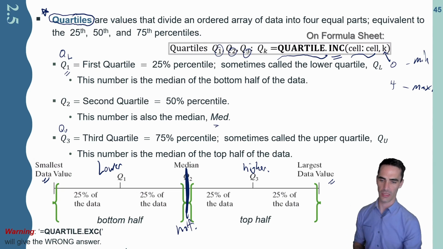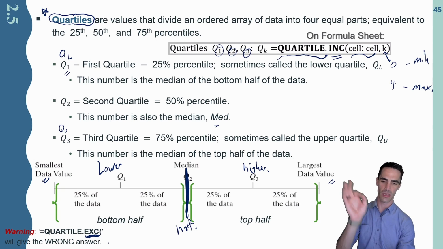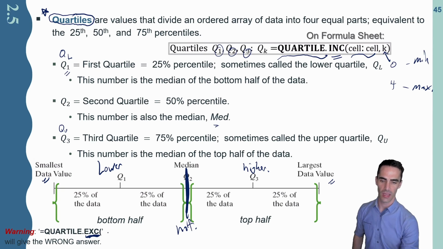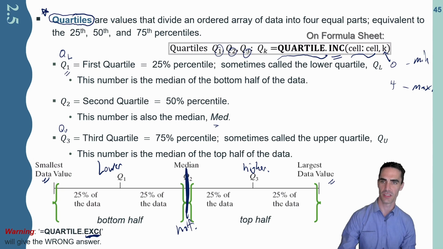As a small warning, QUARTILE.EXC will also give you the wrong answer. Again, this excludes the min and the max, just like the percentile exclusive function does as well. So avoid that at all costs. If you're getting the wrong answer, chances are that is the only mistake.